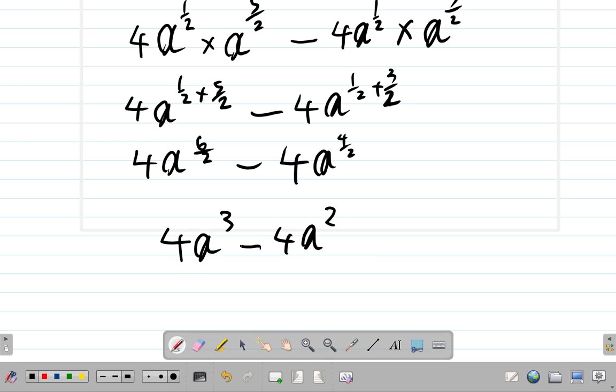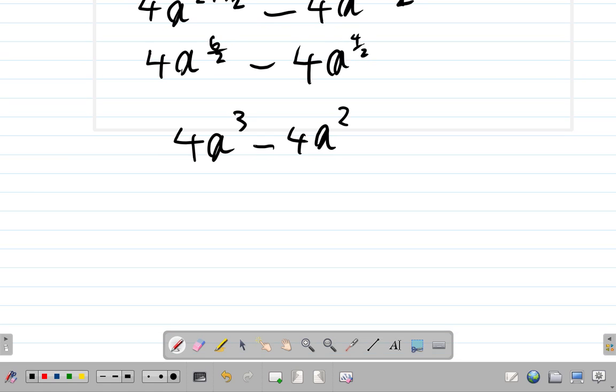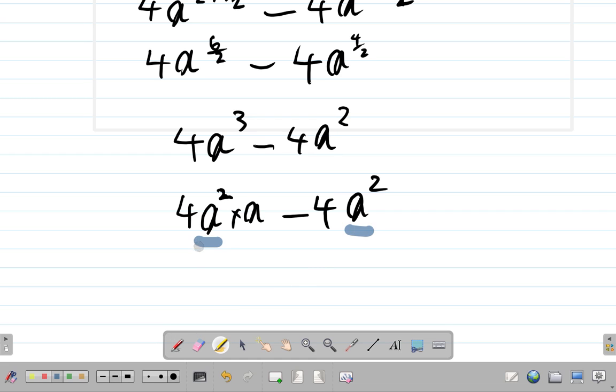Now, you can factorize. When you have this, this is 4a squared times a, alright? Minus 4a squared. So the common factor here will be the a squared. And the 4. You also have 4 as a common factor. We're going to put the common factors outside the bracket. 4a squared. What do you have inside the bracket? It's a minus 1. So what you have is 4a squared, and in bracket that multiplied by a minus 1.